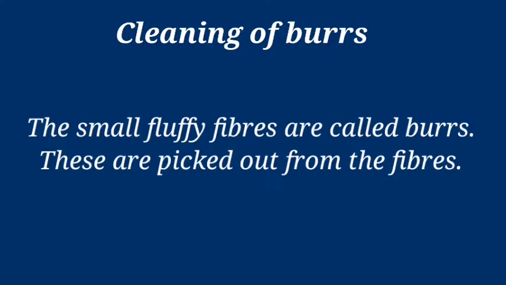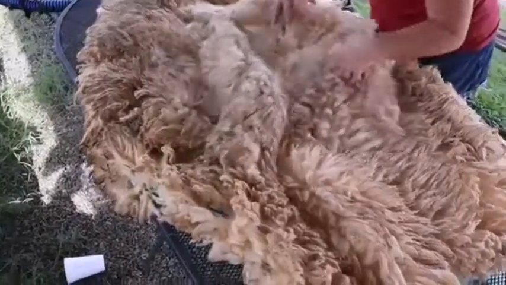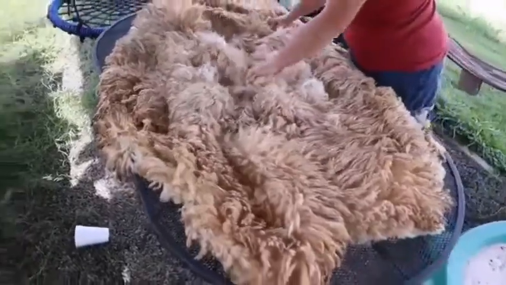The next step is cleaning of burrs. The small fluffy fibers are called burrs, which are picked out from the hairs. After this cleaning of burrs, the fibers are again scoured and dried and drawn into fibers.